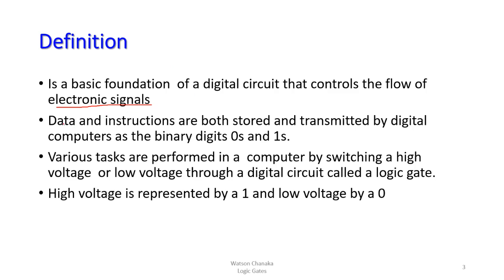Data and instructions are both stored and transmitted by digital computers as binary digits, zeros and ones. Looking at the first chapter we did about the binary numbering system, we said computers don't understand anything. They don't understand any words from A to Z. They don't understand any symbols, but they only understand zeros and ones, which are binary numbers.